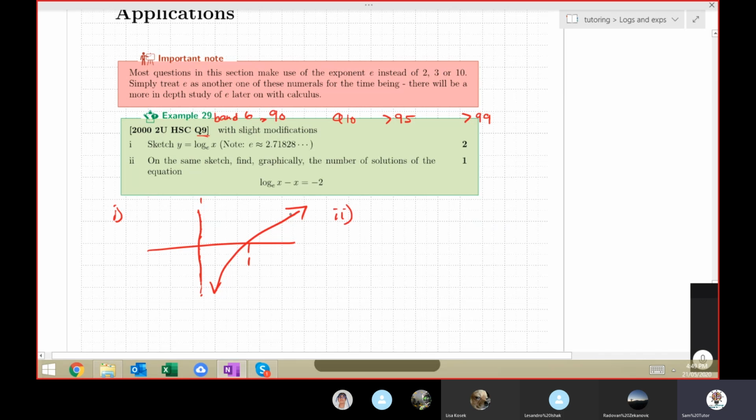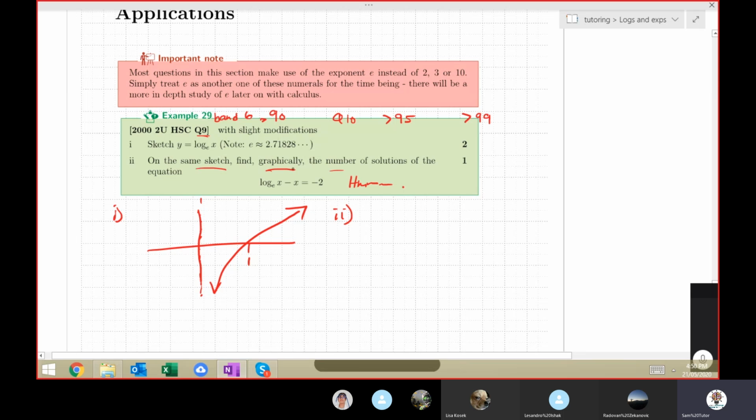Easy. Part two: on the same sketch, find graphically the number of solutions of the equation log x minus x equals -2. See, that's what I'm talking about in terms of guessing and getting things wrong. If you don't do that with me, then you'll get a question like this and you won't know where to even start because you're not used to guessing for yourself. So just tell me a bunch of things you want me to do.